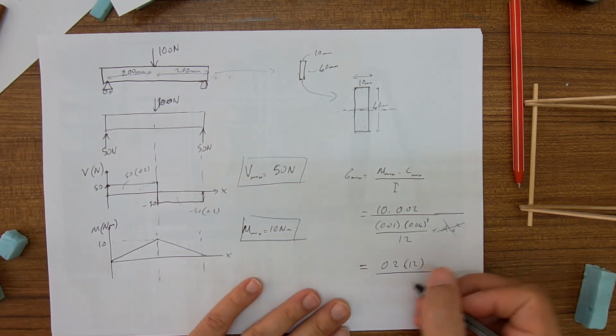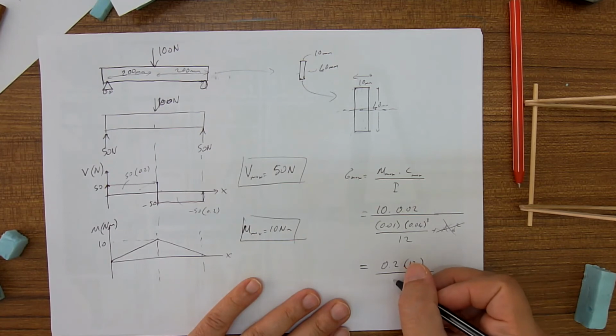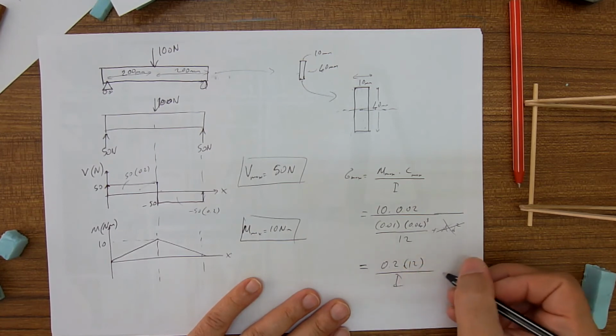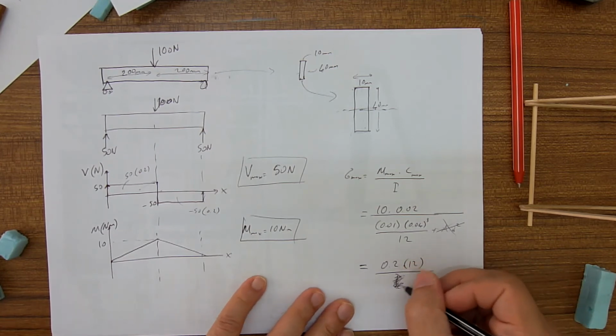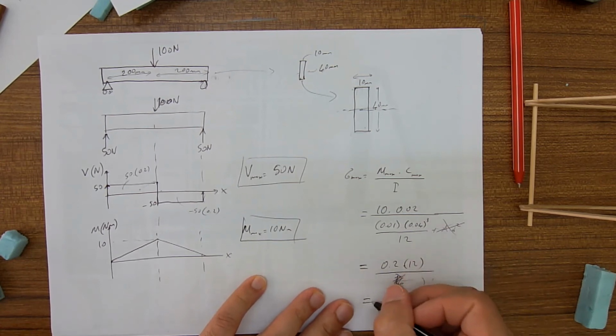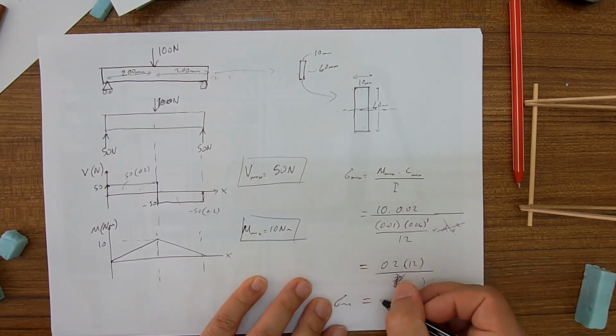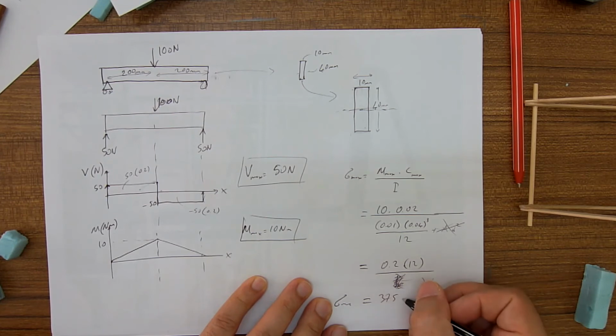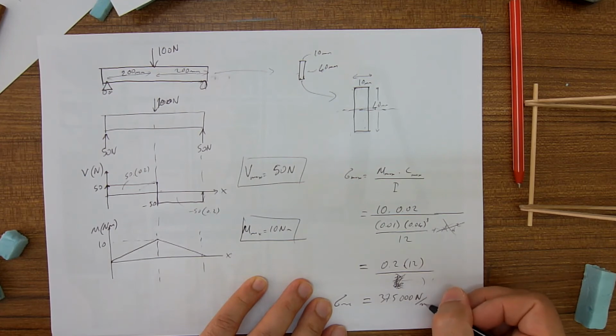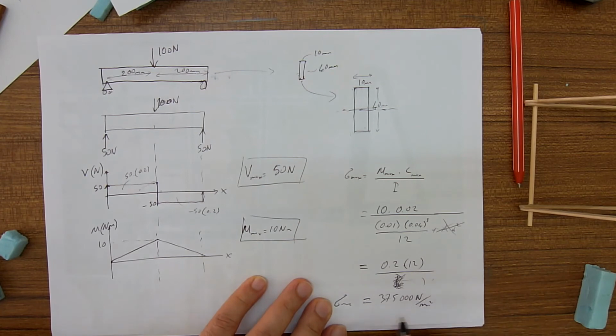The result is, so I haven't written it here, but the result is sigma max equal to 375,000 Newton over millimeter squared. And what does it make?